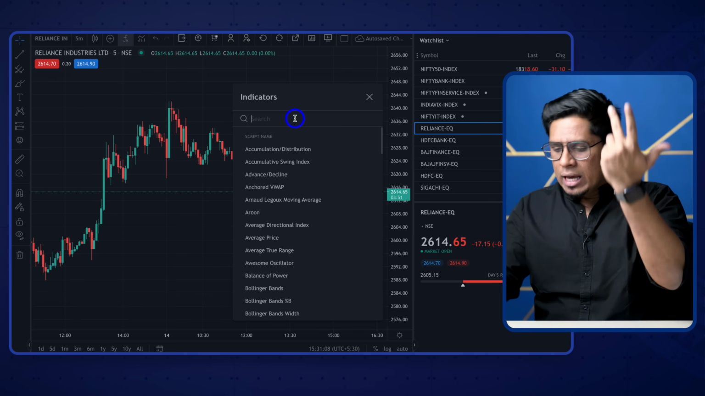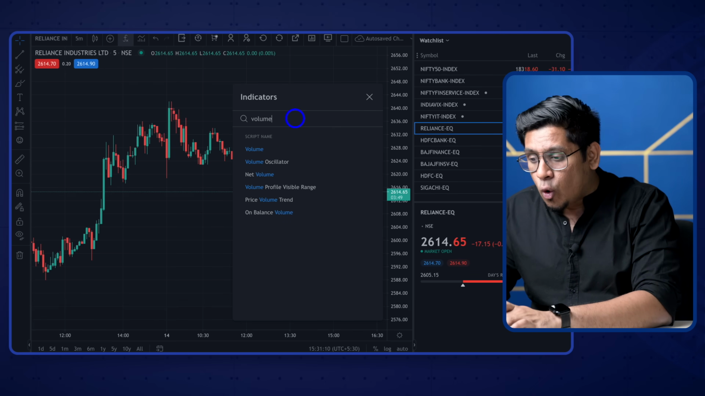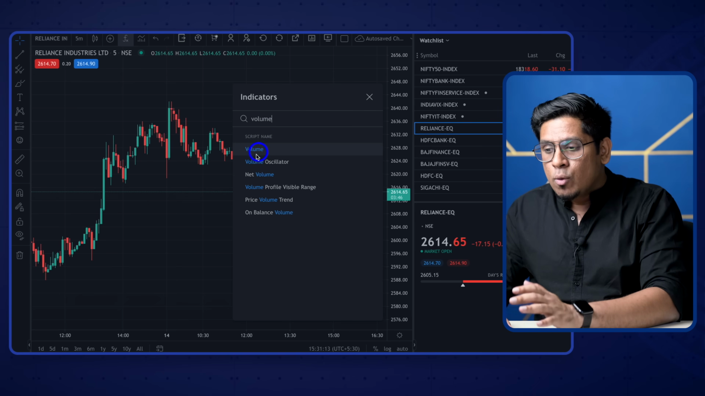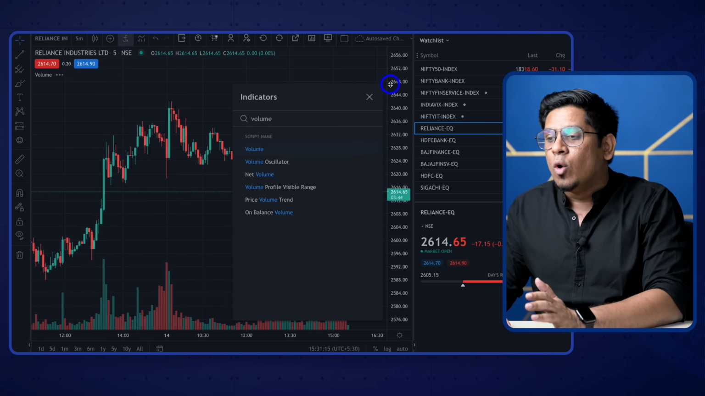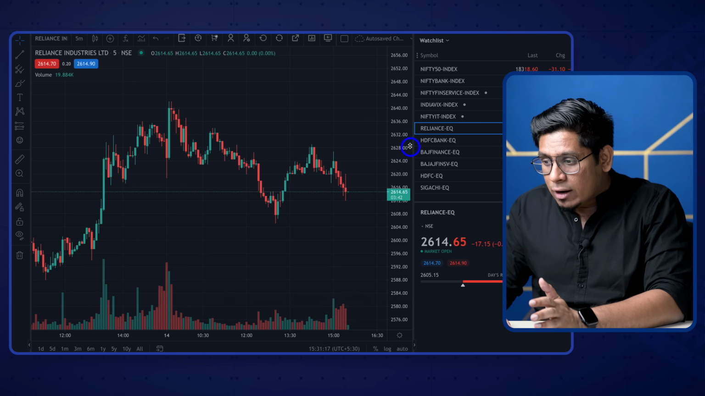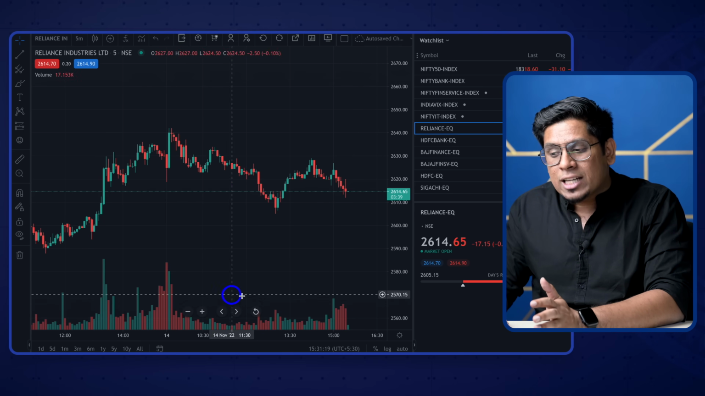We can take two examples. One we have already learned. What is it? Volume, right? I've searched for volume. Volume comes here. I'm clicking on volume. See what happened? On the chart itself, just below it, you can see volume has been plotted.